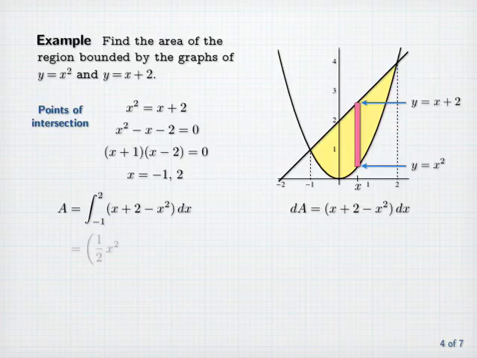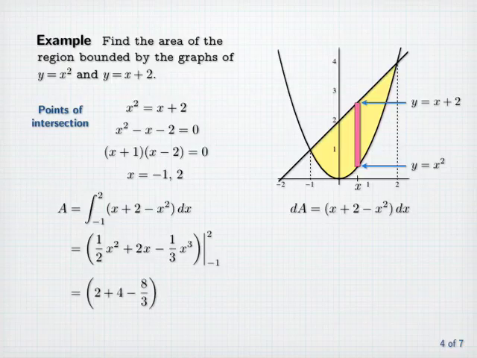Now we'll antidifferentiate each term. We get 1/2 x squared plus 2x minus 1/3 x cubed, and we evaluate that between minus 1 and 2. The value at 2 is 2 plus 4 minus 8/3. The value at minus 1 is 1/2 minus 2 plus 1/3.